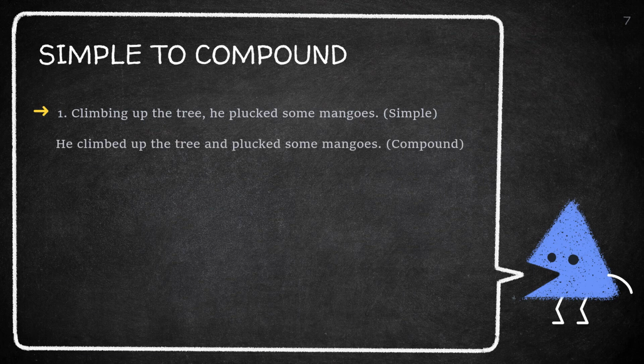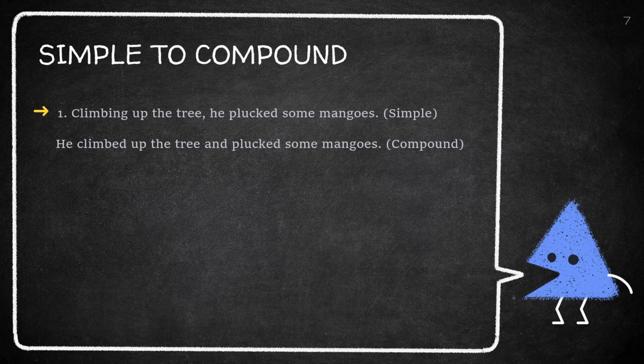Here we do not change the meaning, neither are we changing the tense of the sentence, but we have retained the meaning and the tense and only changed the format from simple to compound. Here we have two finite verbs, climbed and plucked, and we also have the coordinating conjunction and.